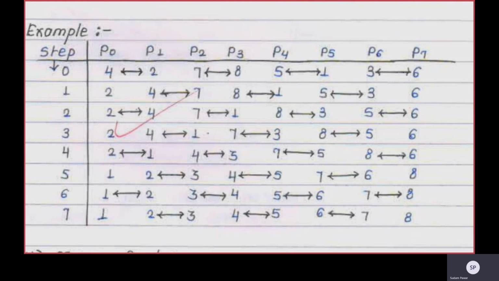Similarly, 7 and 8, they are already in proper sequence, so they are kept as it is. 5 and 1 you need to exchange, that is, 5 and 1 will be exchanged. 3 and 6 you have to keep as it is.